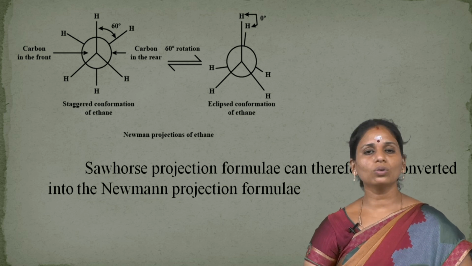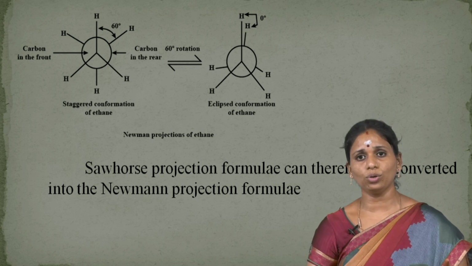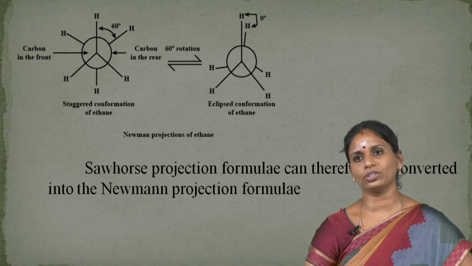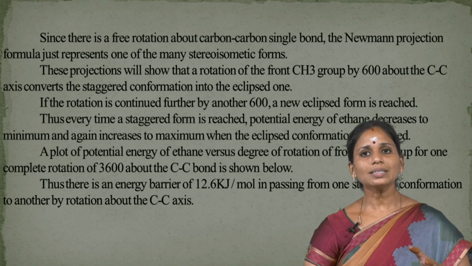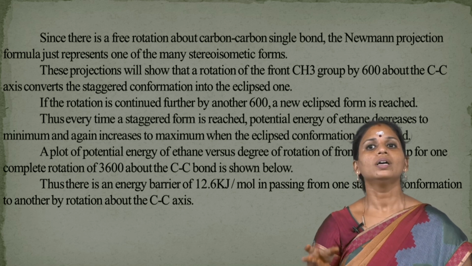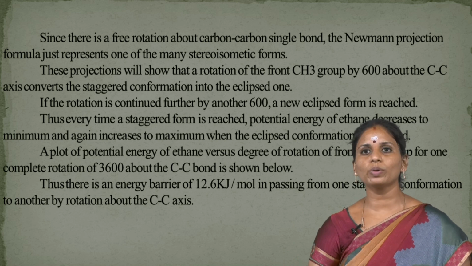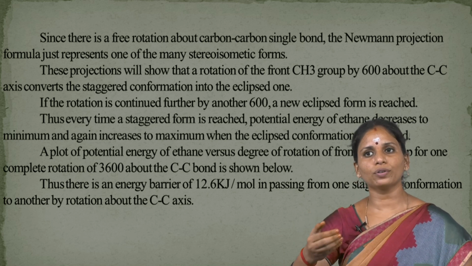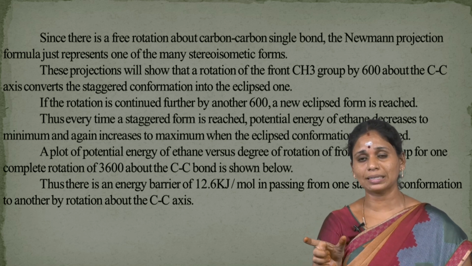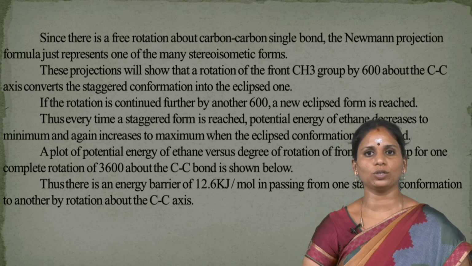We can also understand that Sawhorse projections can be represented as Newman, and the Newman projection formula can also be represented in terms of the Sawhorse projection formula. Since there is a free rotation about the carbon-carbon single bond, the Newman projection formula just represents one of many stereoisomeric forms. These projections will show that rotation of the front methyl group by 60 degrees about the C-C axis, that is, the carbon-carbon bond, converts the staggered conformation into the eclipsed conformation.